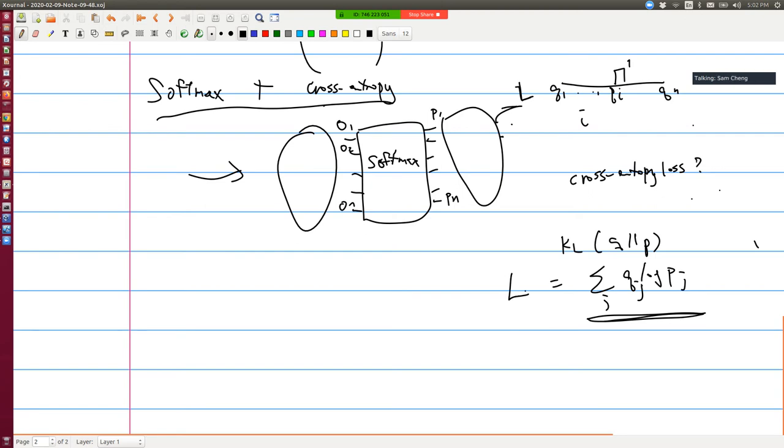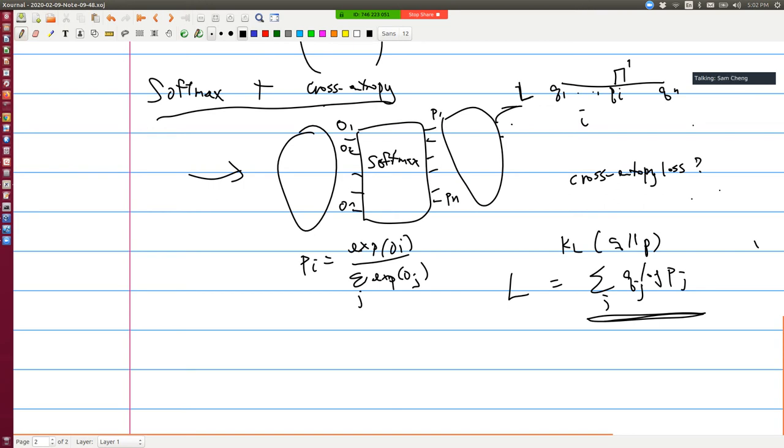And for softmax, of course, softmax is just p_i equal to exponential o_i over the sum over j of exponential o_j. Handwriting is horrible. Like that.